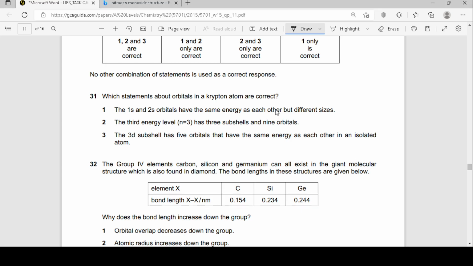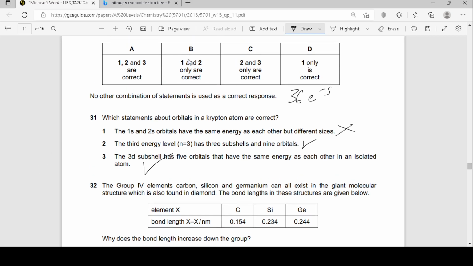Krypton, if I look at it in the periodic table, is a noble gas in group 8. It has 36 electrons. Let's see which statements are correct. The 1s and 2s orbitals have the same energy, they have different sizes. That is immediately wrong. How can 1s and 2s have the same energy? So my answer is immediately C, is it not? But you could look at the others as well.